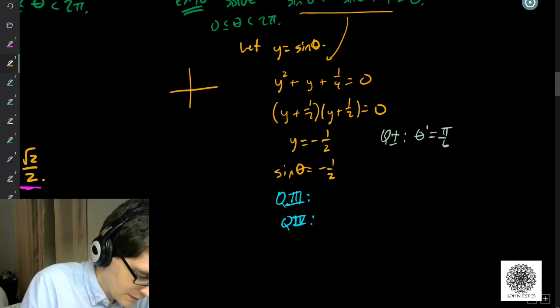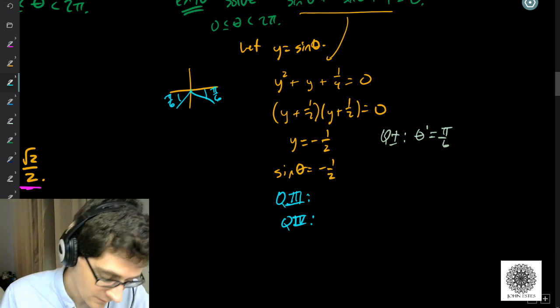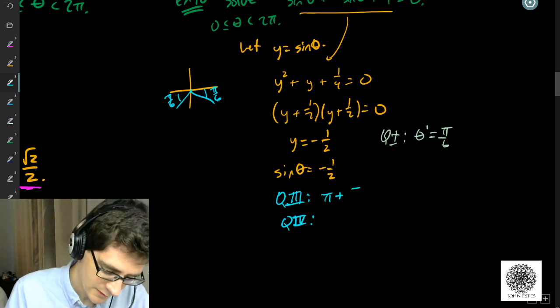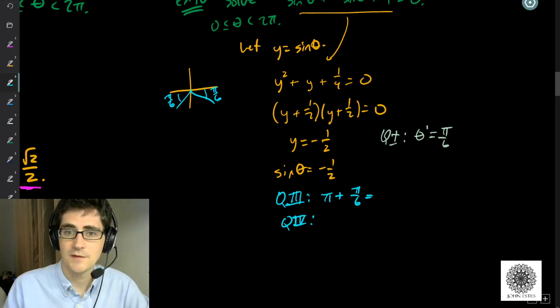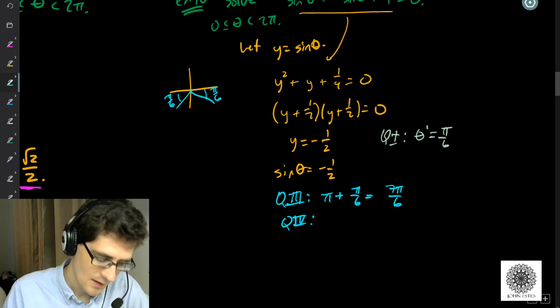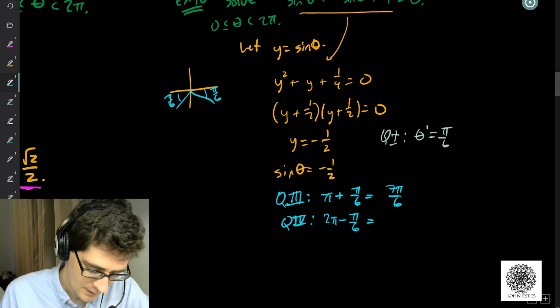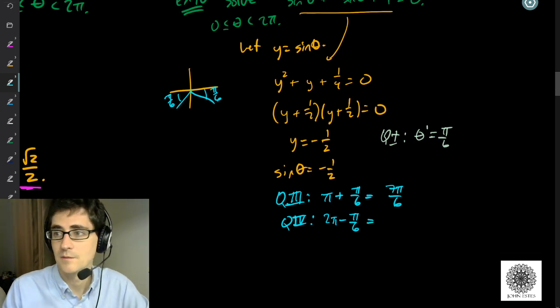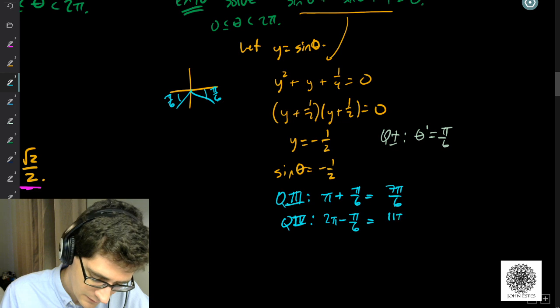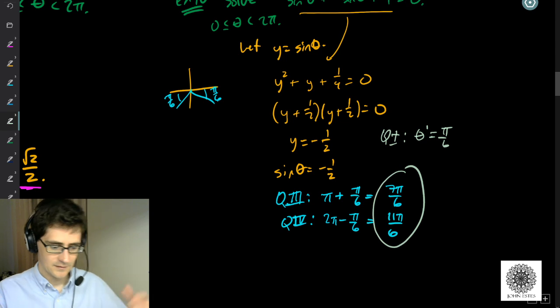And we're visualizing here that I have a pi over 6 reference angle in quadrant 3 and pi over 6 reference angle in quadrant 4. So for quadrant 3, that's going to be pi plus pi over 6, which is 6 pi over 6 plus 1 pi over 6, 7 pi over 6. And for quadrant 4, I have 2 pi minus pi over 6. So that's going to be 12 pi over 6 minus 1 pi over 6, 11 pi over 6. And there are my solutions.